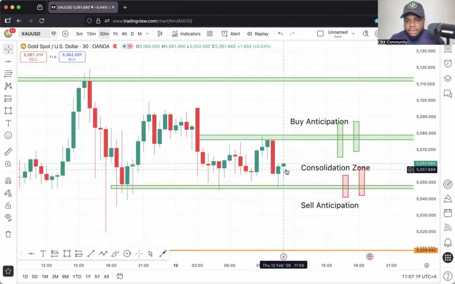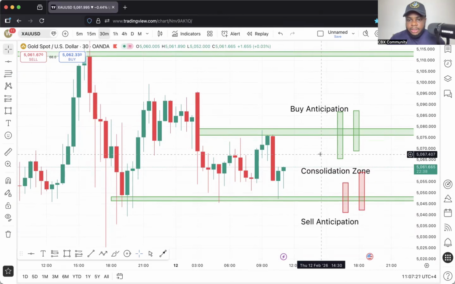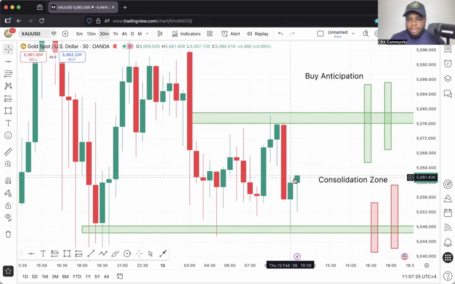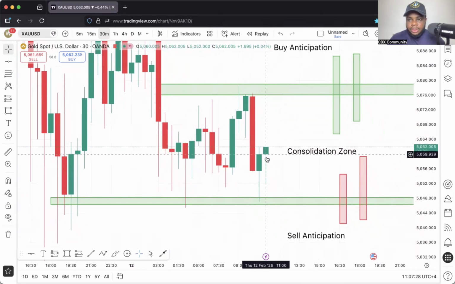So this candle is about to break the high of this bullish candle. Let's zoom the chart a little bit. Let's see it. So the candle has broken the high of this bullish candle. Let's see what this candle wants to do.